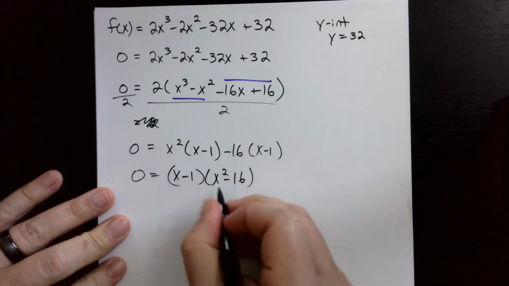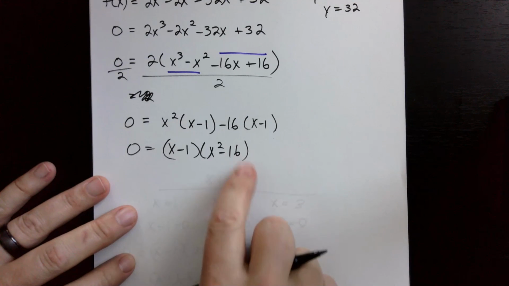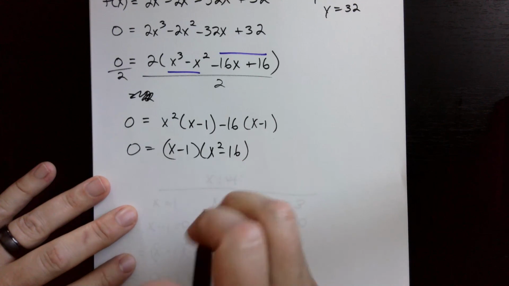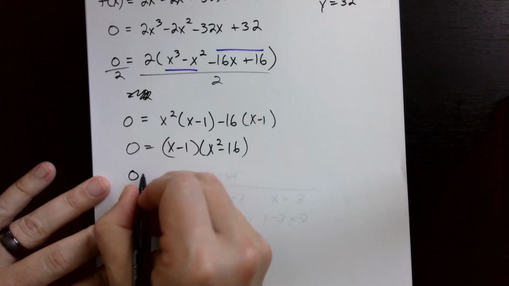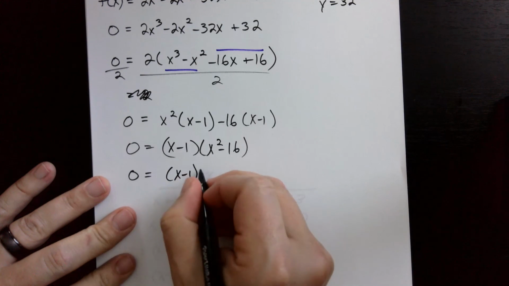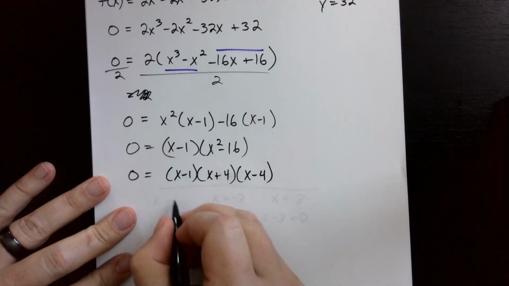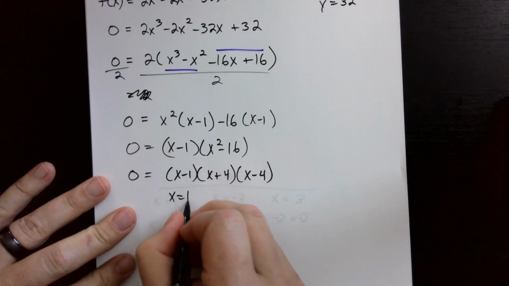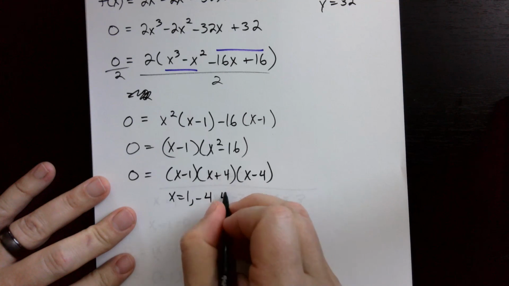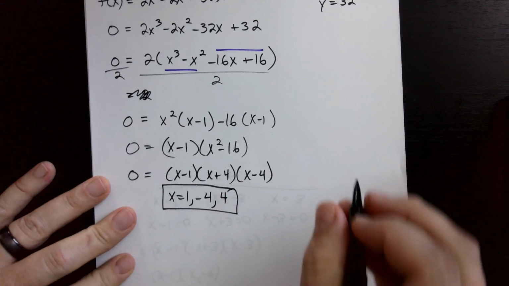Now this will factor using a difference of squares. This is 4 squared, so this is going to factor into x plus 4, x minus 4. So we get x minus 1, x plus 4, x minus 4, which gives us solutions of x equals 1, negative 4, and positive 4. And those are my x-intercepts.